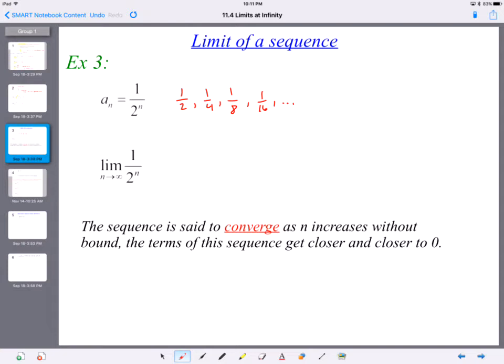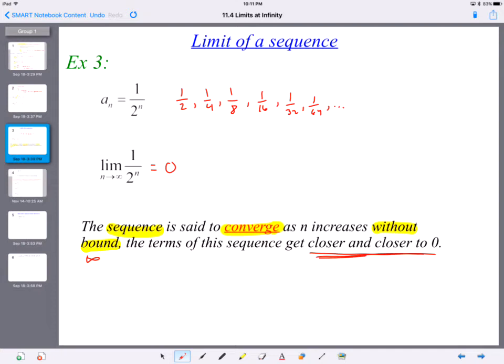So what's the limit then? What's going on as this sequence continues? What does it look like it's approaching? So as n gets really large, what's going on? It's getting 1 over a really large number, so it's getting closer and closer to 0. When this happens, the sequence is said to converge. It's converging to something. So as n increases without bound, we're talking about infinity, the terms of the sequence get closer and closer to 0.